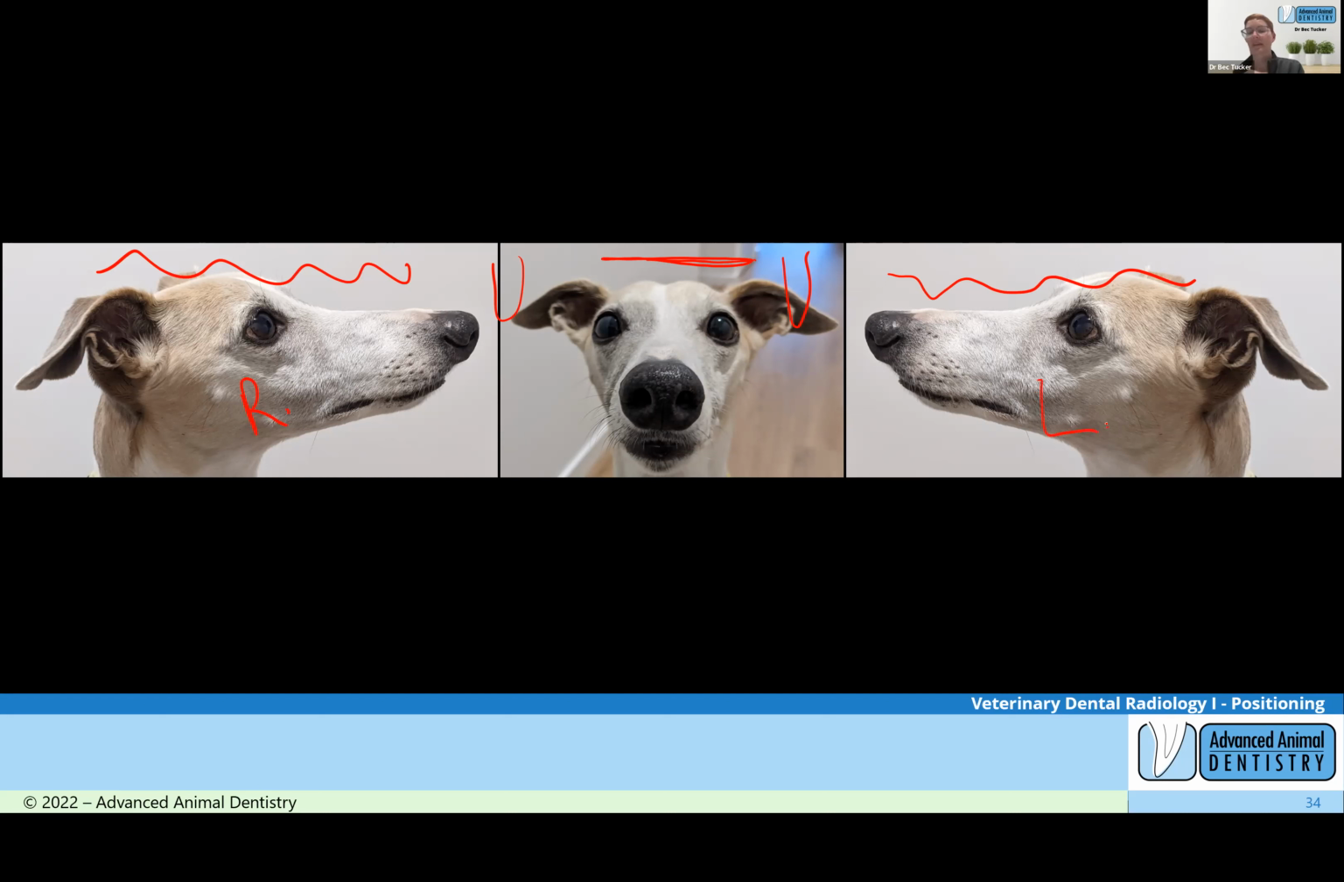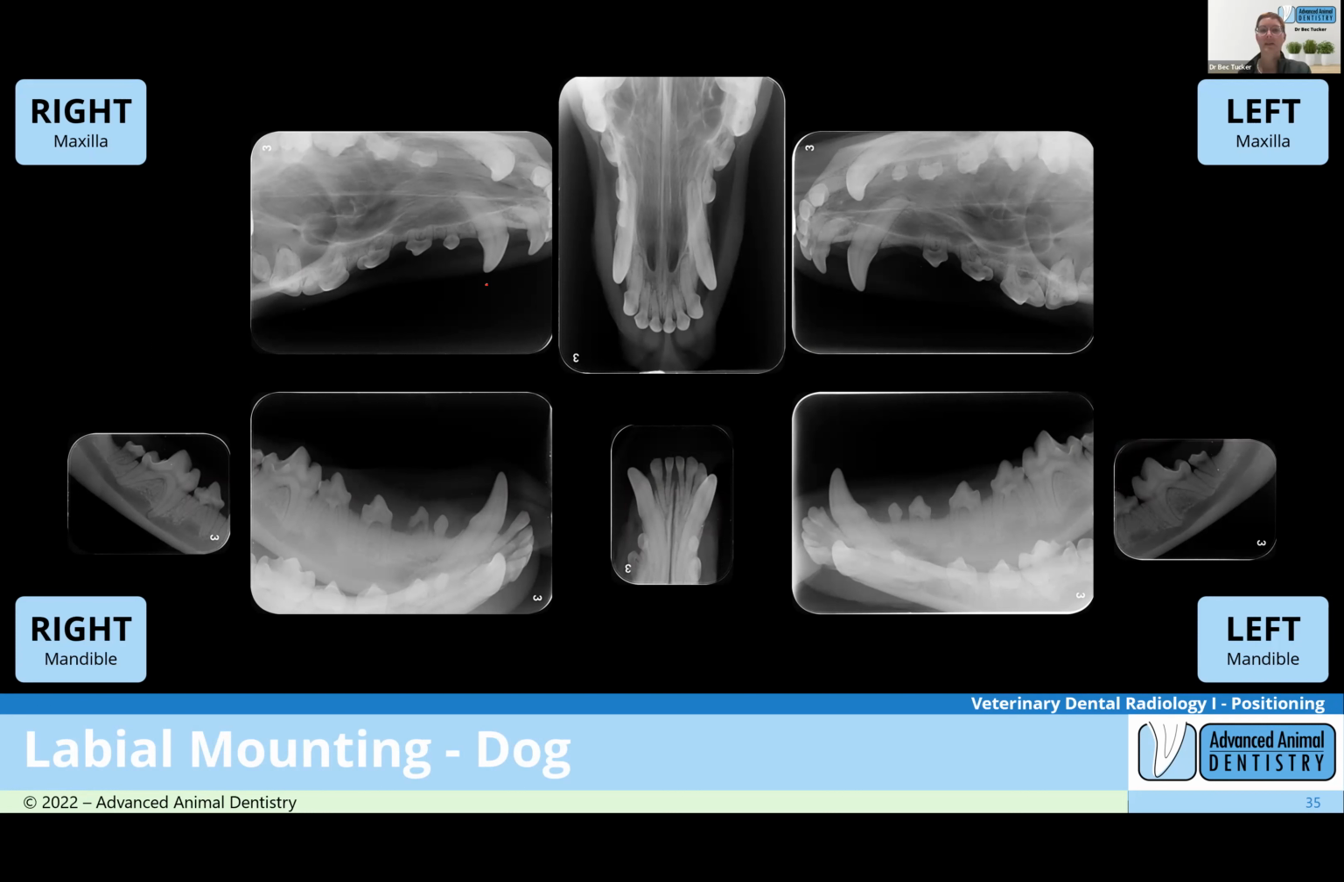So this is just a basic set from a dog. You can see that we did get the canine in this one, and it is a bit distorted in this image on the left-hand side of the screen. Imagine Maple sitting here, her nose pointing towards the center of the screen. This is the right maxillary premolars here, canine, and we've got the left maxillary premolars here. The image in the center is basically our incisor view.